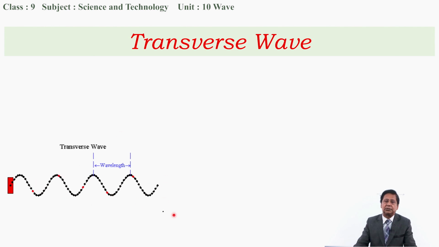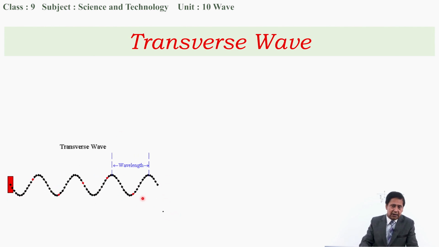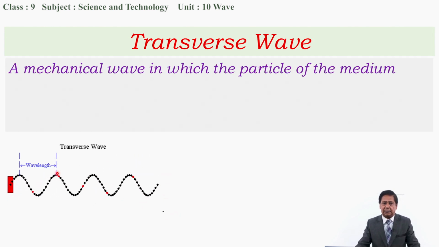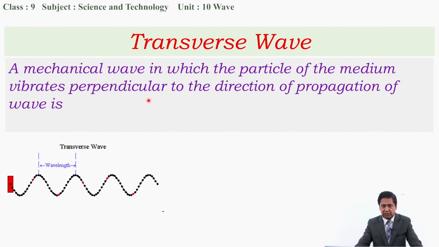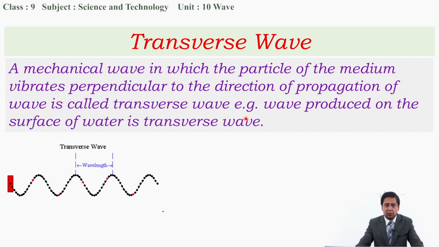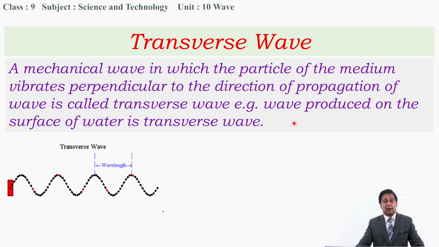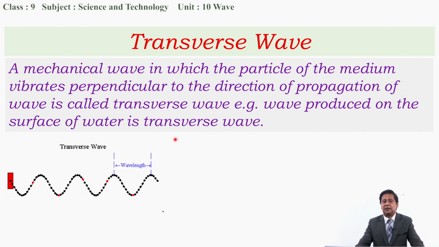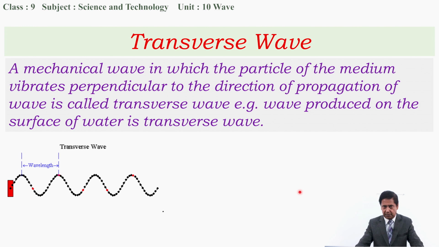This type of wave is called a transverse wave. We can define it this way: a mechanical wave in which the particles of the medium vibrate perpendicular to the direction of propagation of the wave is called a transverse wave. For example, a wave produced on the surface of water is a transverse wave.